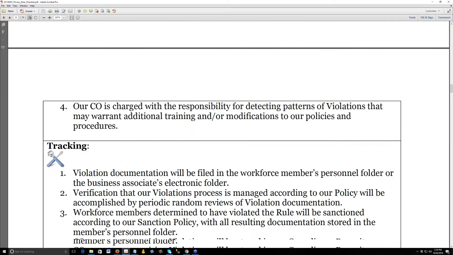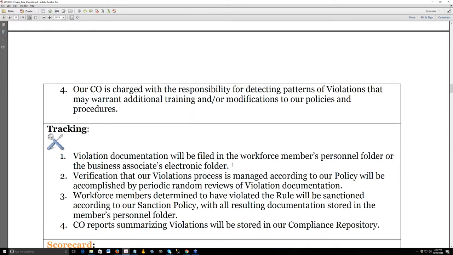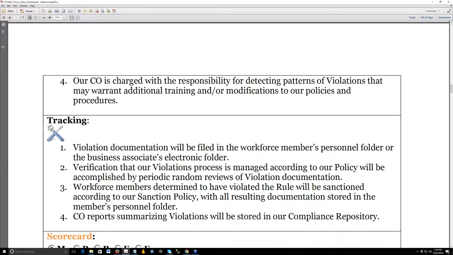Then we give you tracking mechanisms. Violation documentation will be filed in each workforce member's personnel folder or the business associate's electronic folder. Verification that our violations process is managed according to our policy will be accomplished by X. Workforce members determined to have violated the rule will be sanctioned. This is how we go about sanctioning people. This is our process when there's an impermissible use, part of it, sanctioning, okay?